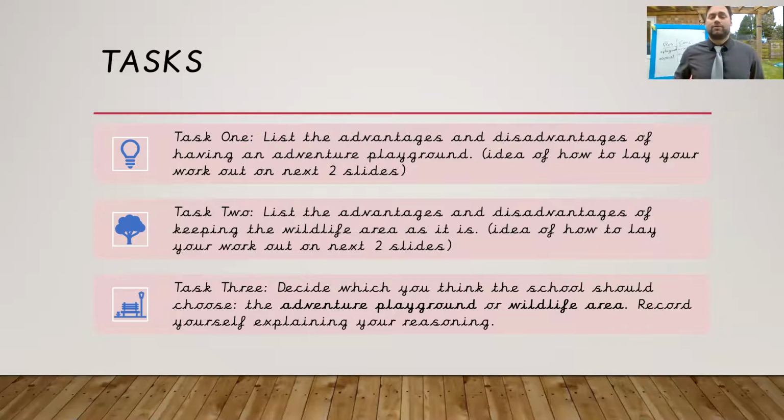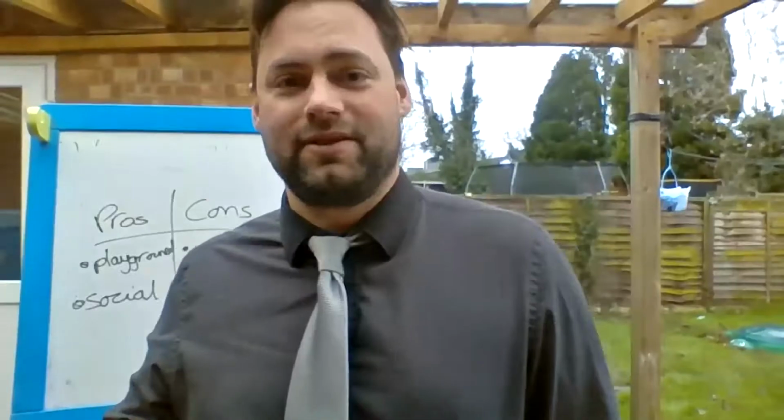So they're your tasks. List all the pros and cons for having a playground. List all the pros and cons for having the wildlife area. And then task 3, decide whether you want to have it or not and record yourself giving your answer. Of course, you don't have to do all 3 of them, but I do expect you to do the first task at least. Okay, guys, that's your science lesson done for this week.